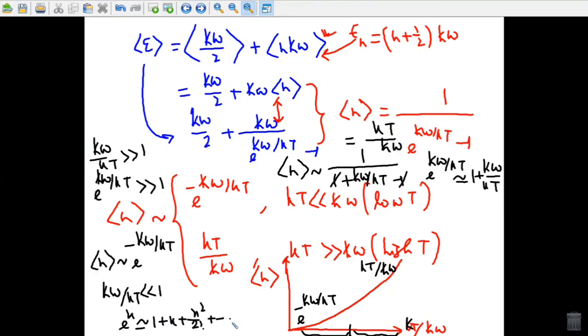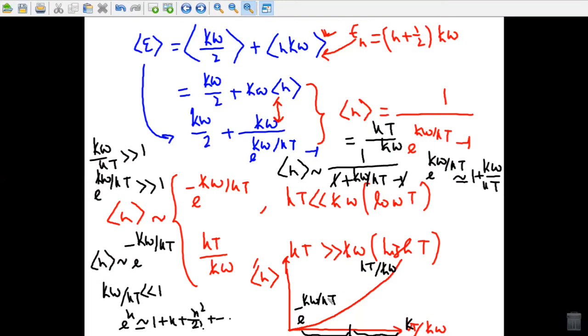And to take only the first two terms, one can yield e to the power ħω by kT is equal to 1 plus ħω by kT. And so n can be written as 1 divided by 1 plus ħω by kT, only two terms, the higher order terms of ħω are neglected, minus 1. The 1 cancels out. That is simply kT by ħω.